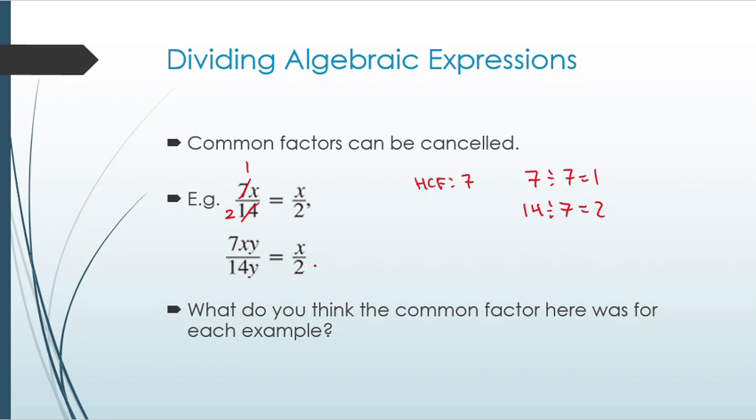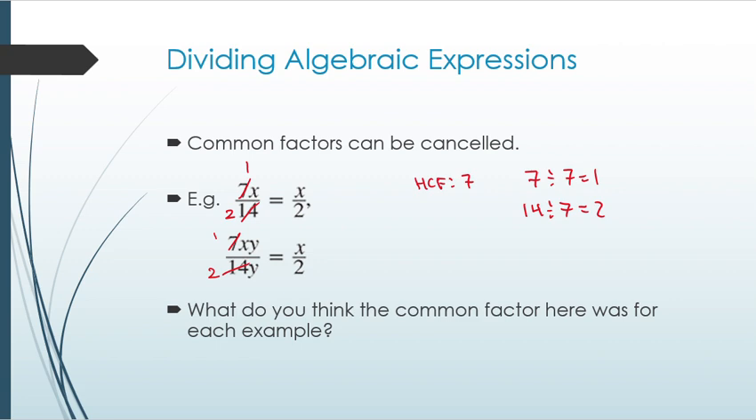Now, over here, the second example, I have 7xy over 14y, okay? So I'm just going to indicate what I think are common factors. I know the numbers 7 and 14 can be cancelled to 1 and 2. But as you can see here, there's an extra letter, the letter y. As you can see, there's y in both the numerator and the denominator.